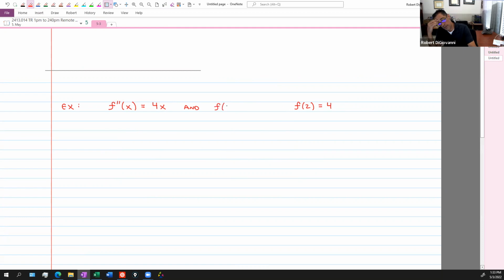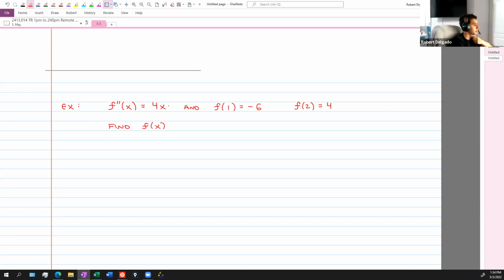f of 1 equals -6, and f of 2 equals 4. So what's different here? I gave you the second derivative, and I'm asking you to find the original function f of x. So you've got to go backwards twice, right? But what about the other information I gave you? What's different? We don't have any information on the first derivative. That's right. I didn't give you any information about the first derivative.